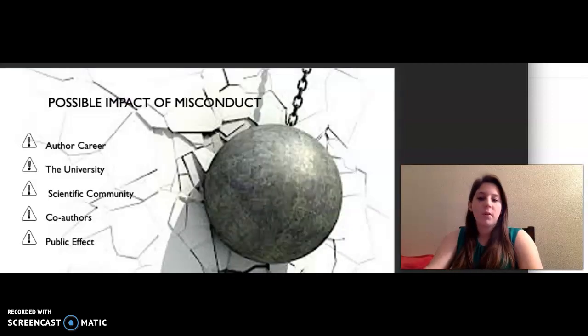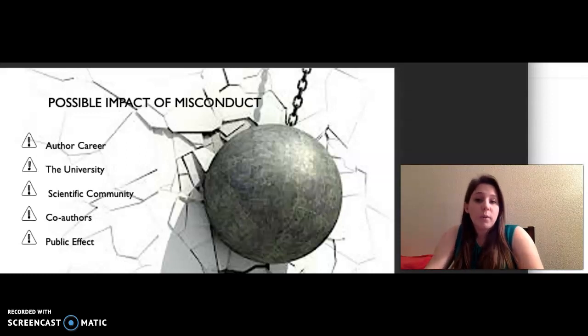Authors' careers can be ruined with misconduct, as we've seen with Lin Yibin's suspension, loss of a job, funding loss, and a stigma attached to his name, probably for life. Rejoining the scientific community after misconduct can prove difficult, as colleagues will have a lack of trust and not be willing to work with that researcher.